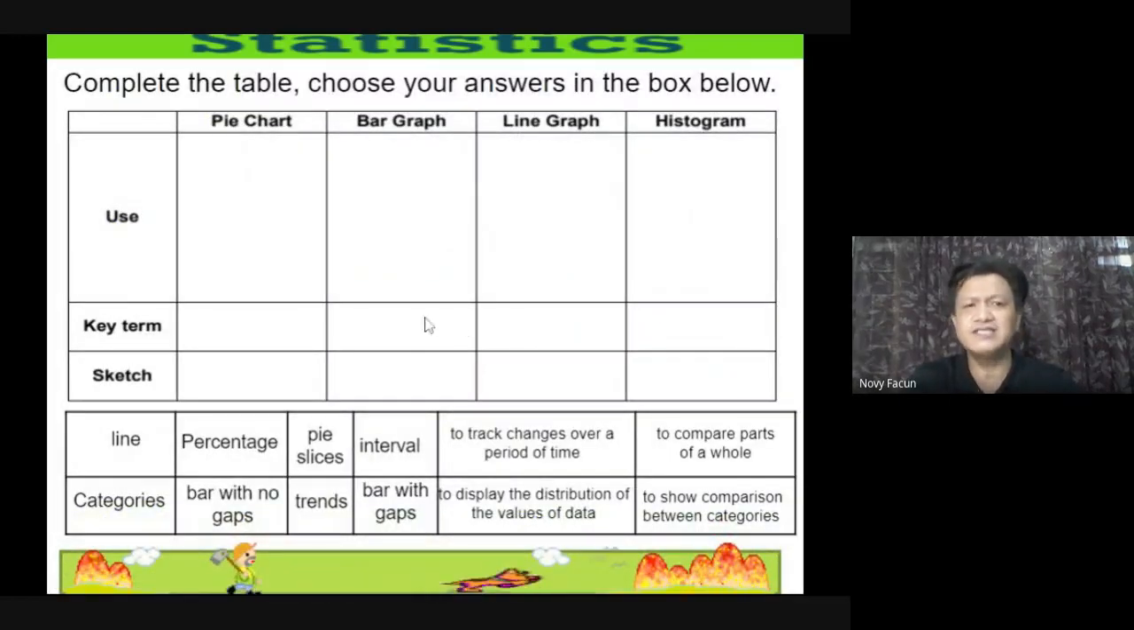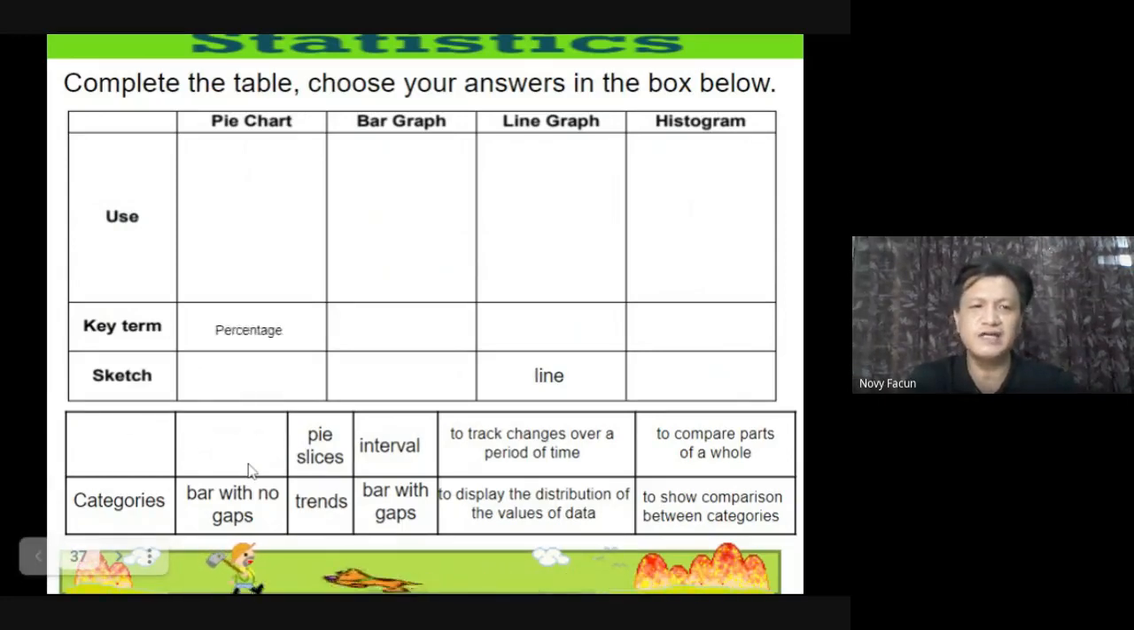Okay. So with that, let's summarize the different kinds of charts. Choose your answer in the box below. So ibig sabihin yan, meron tayong use of the different charts, the key term, and the sketch. How about line? Pag sinabing line, ilalagay natin dyan dito sa line graph. Okay, di ba? Ginagawa natin, nagdodraw tayo ng line dyan. Percentage, of course, that is key term for pie chart. And pie slices, that is, okay, sketch natin, di ba? Sa pie chart, meron tayong ini-slice or hinahati dun sa part natin, sa circle.